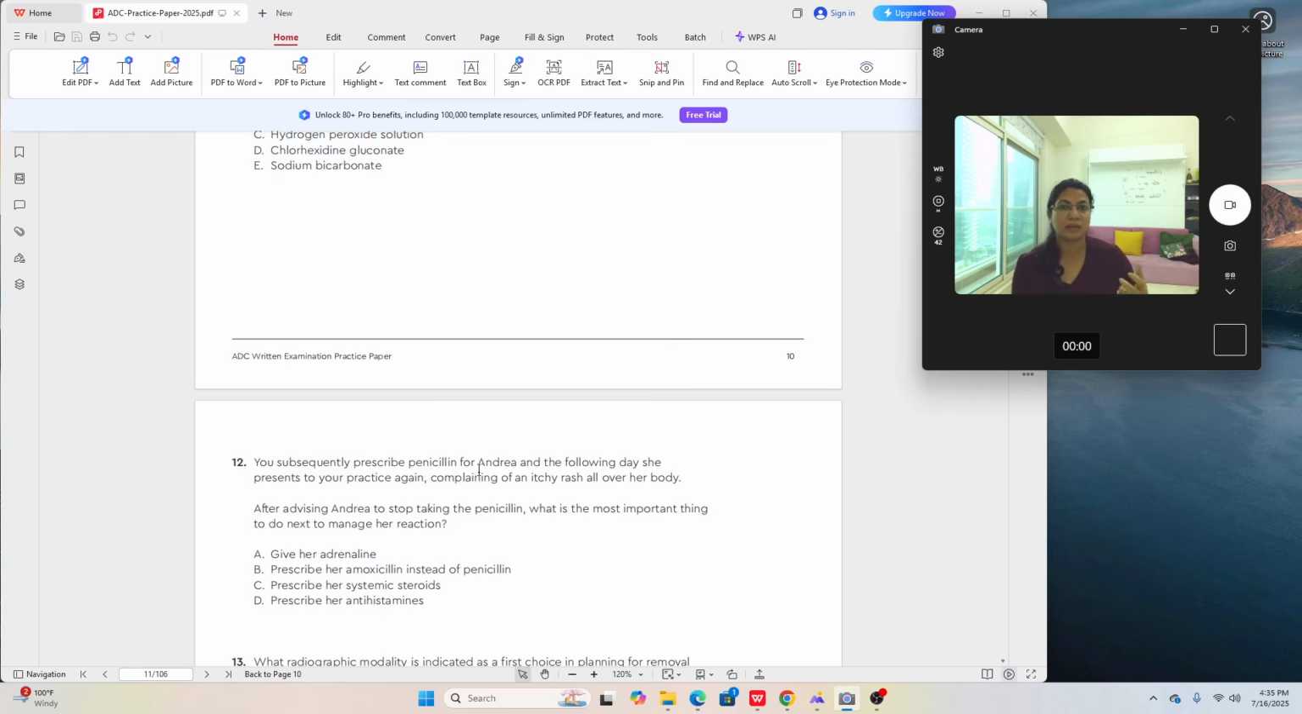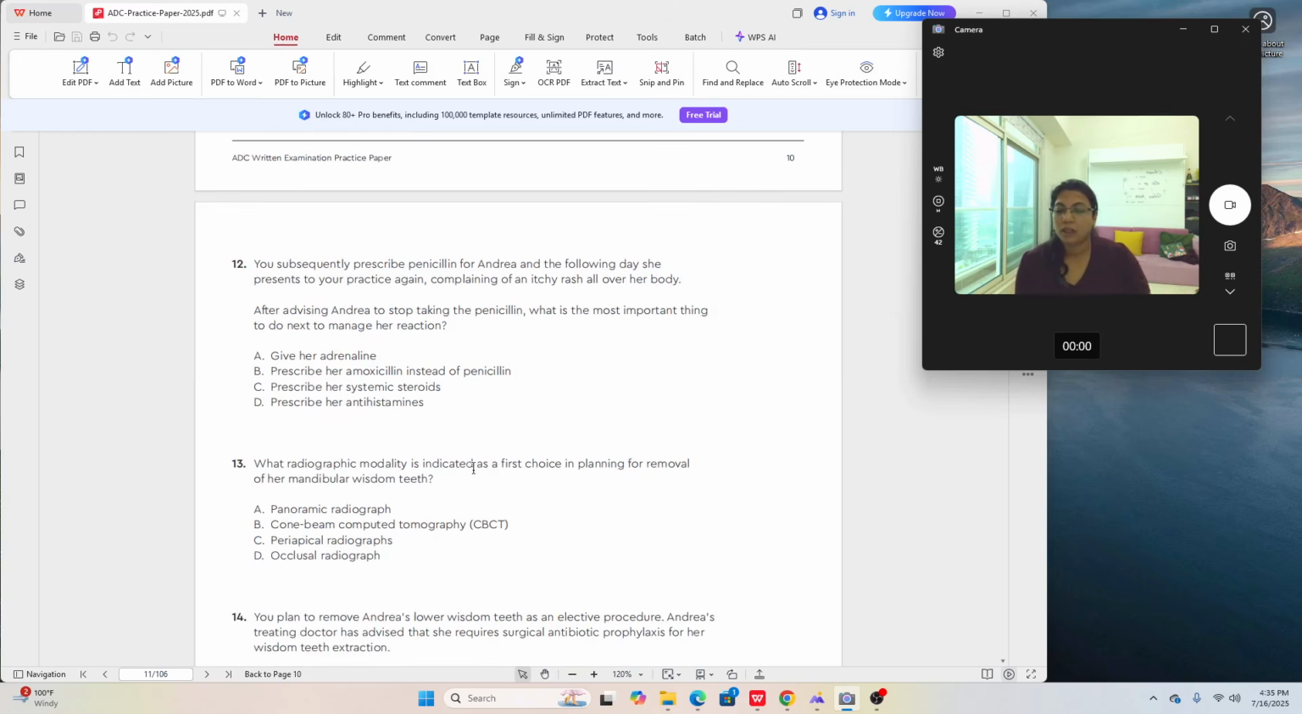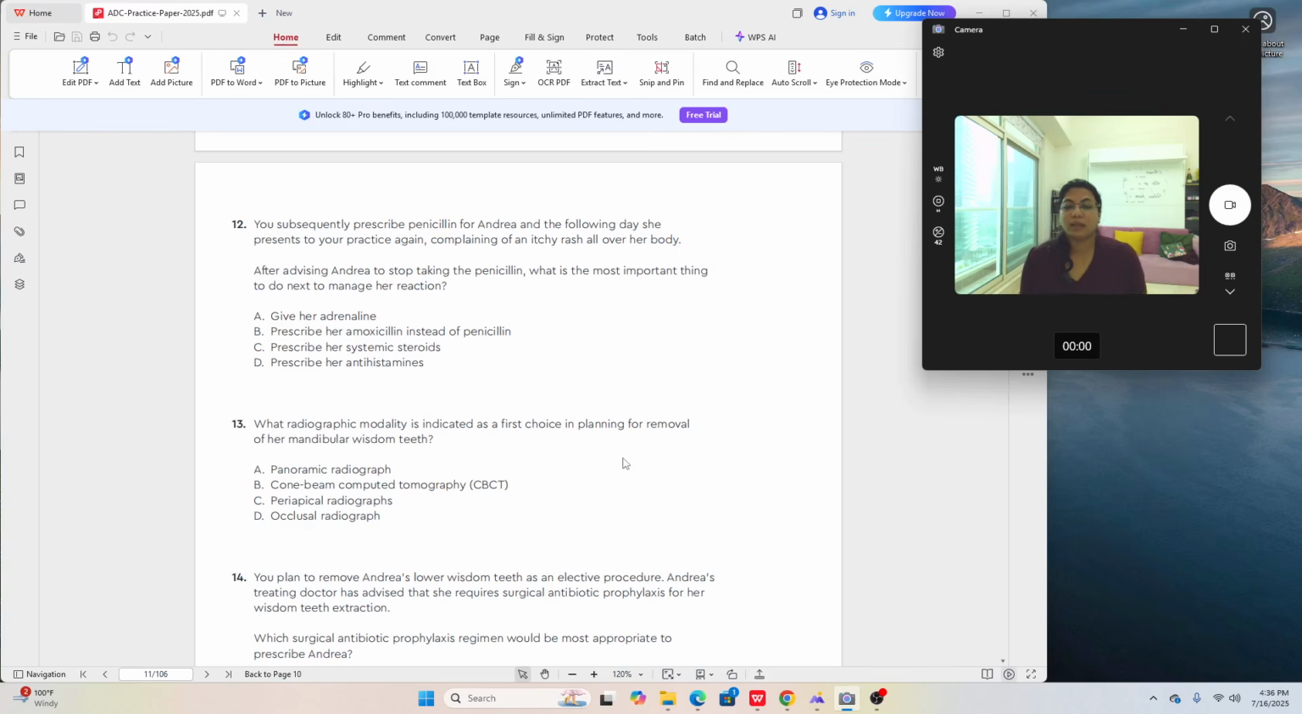You won't even prescribe IV antihistaminics. You'll give her oral antihistaminics, okay? Now, what radiographic modality is indicated as a first choice in planning for removal of a mandibular wisdom tooth? Now, this is a question which has been asked many times in the exam, okay?